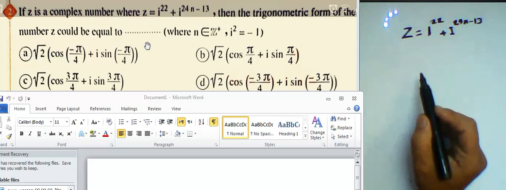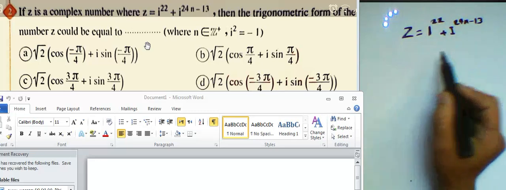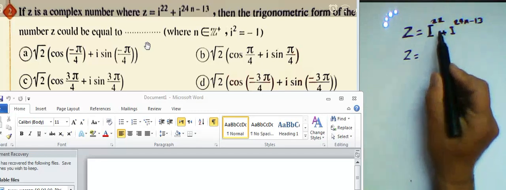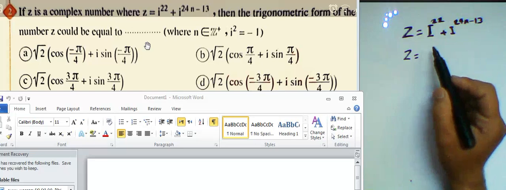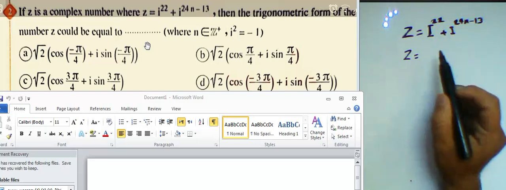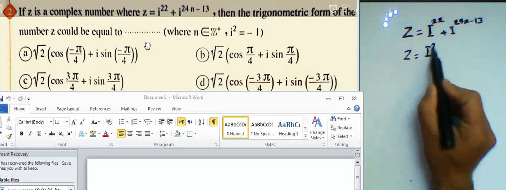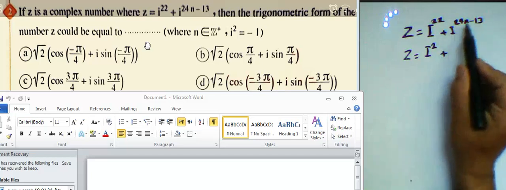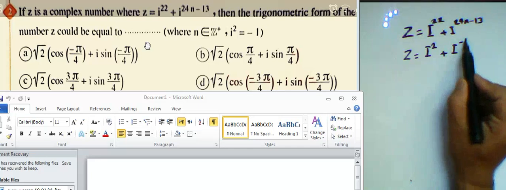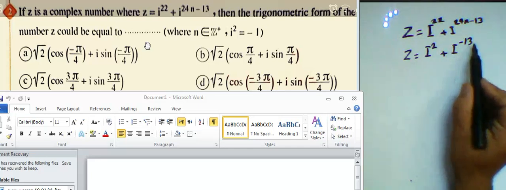We know i to the power 24 equals 1. Then we can simplify i to the power 22. The power 22 can be divided by 4 with remainder, so we can simplify i²² to i². And for i to the power 24n minus 13, we can simplify it to i to the power negative 13.